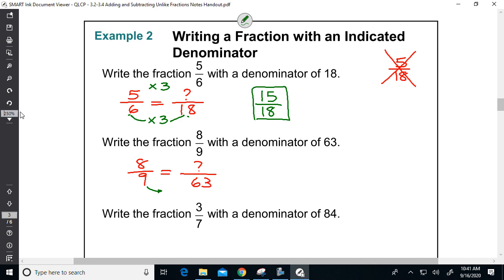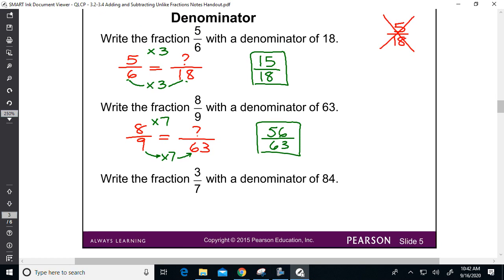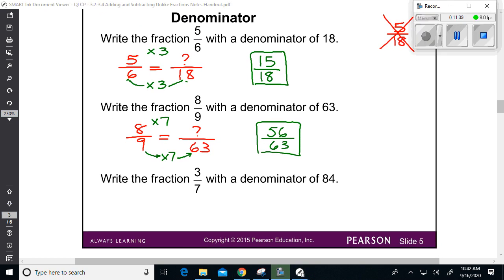Jordan, I see you with the 7. So if you multiply the bottom by 7, you're going to multiply the top by 7. 56 over 63. Again, what you do to the bottom, you do to the top as well. So, go ahead and give the answer.